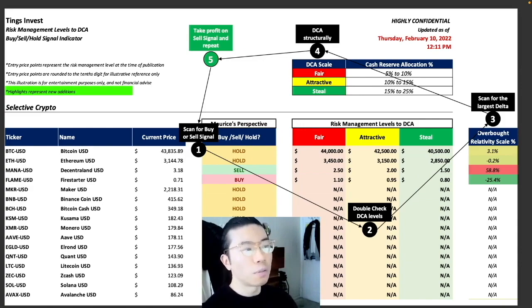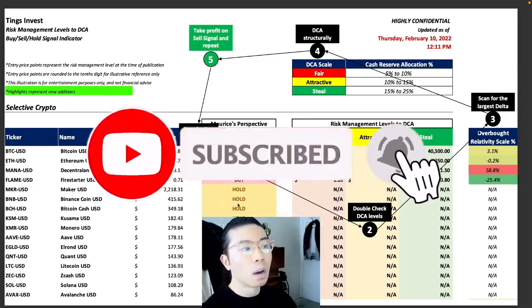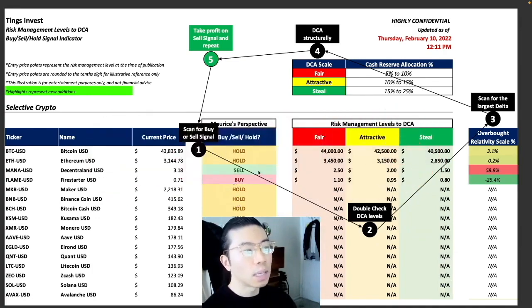And what I do every single morning, and so do my Patreon members, is scan the list, right? Look at the ones that dropped off the page, which ones are showing the buy signal, which ones are showing the sell signal, right? And you look into it. As you look into the sell signal or the buy signal, you naturally glide to the next step. You refer to the risk management level to dollar cost average at, right?